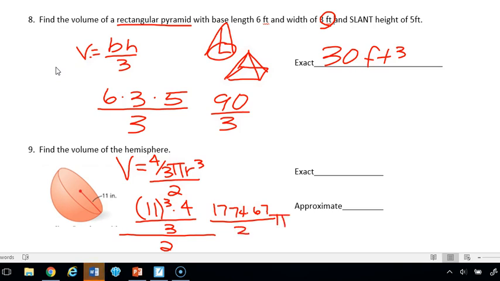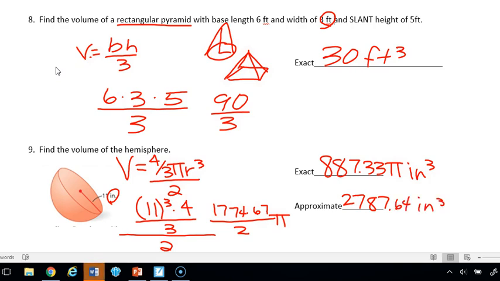And we're going to add pi to it. So when we do that, for our exact answer, we get 887.33 pi, and it's inches cubed again because our dimension here was inches, and we're talking about volume. Now our approximate, when we multiply it by pi, is going to be 2,787.64. And again, it's going to be inches cubed.